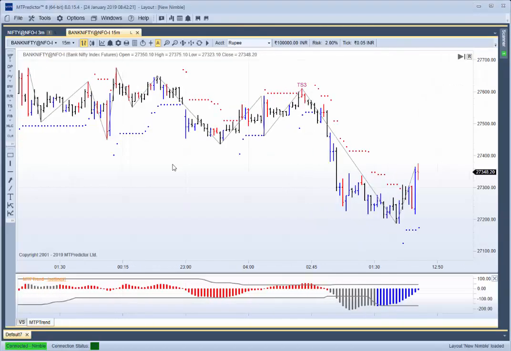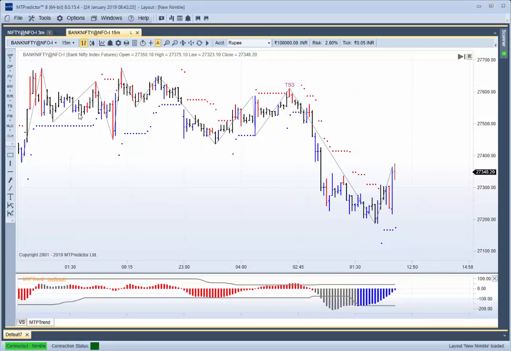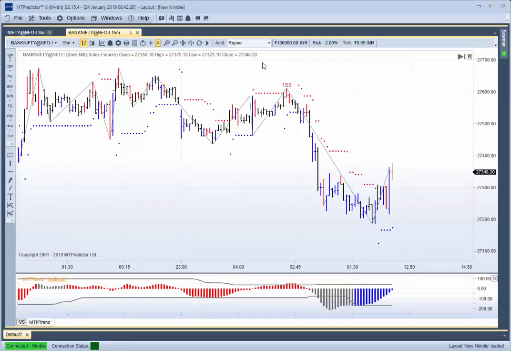Right, so this is what I want to look at today on the BankNifty, which is one of the markets in India, and this TS3 sell setup. Remember, with MTPredictor, we understand that markets go through cycles and they have periods where the markets are basically random and unclear, and you should be then waiting till the pattern becomes clearer to then decide to do your analysis.